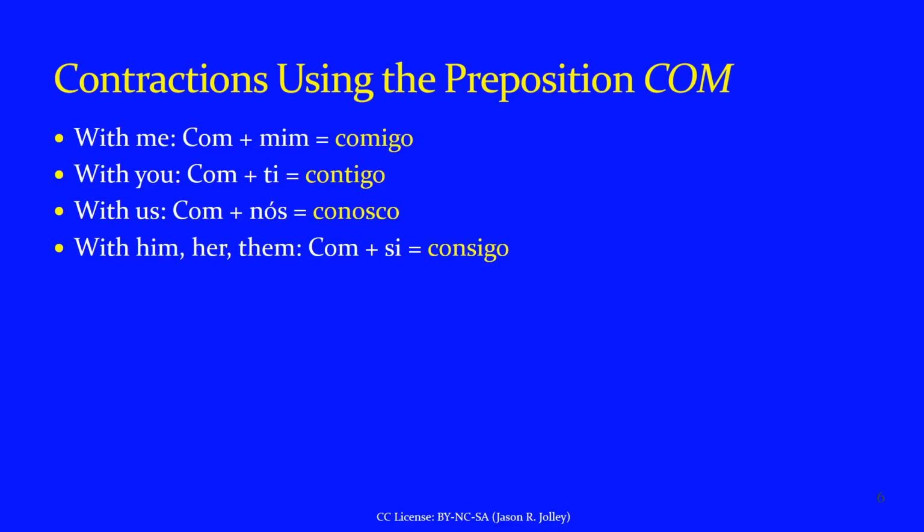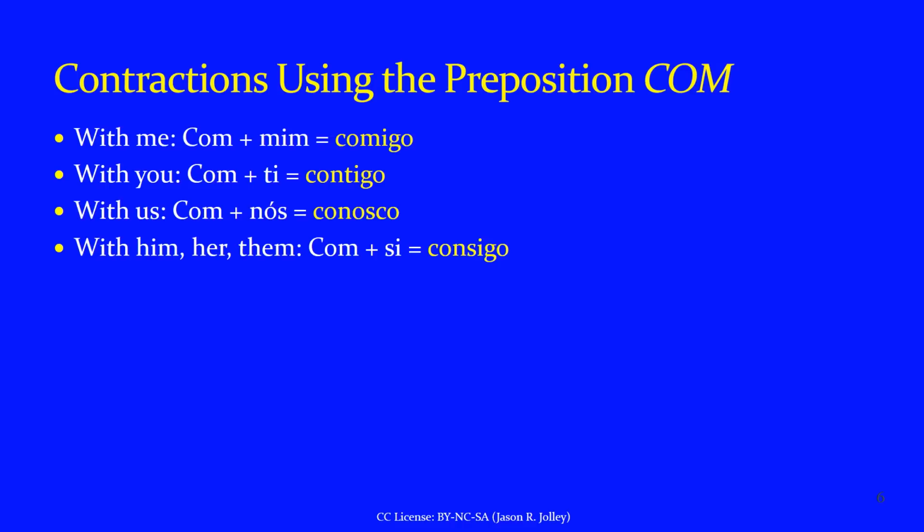The preposition com contracts with prepositional pronouns to form contractions that mean with me, comigo, with you, contigo, with us, conosco, and with himself, with herself, or with themselves, consigo. Okay? Now that form, consigo, is usually used in the third person, especially to indicate a reflexive type meaning. So with himself, with herself, with themselves.